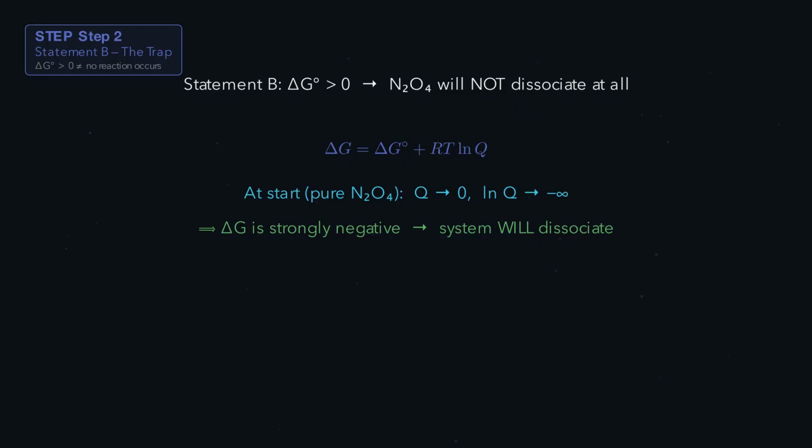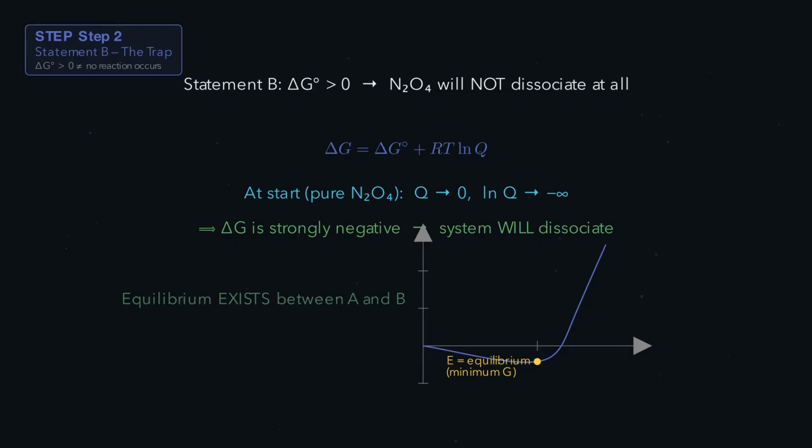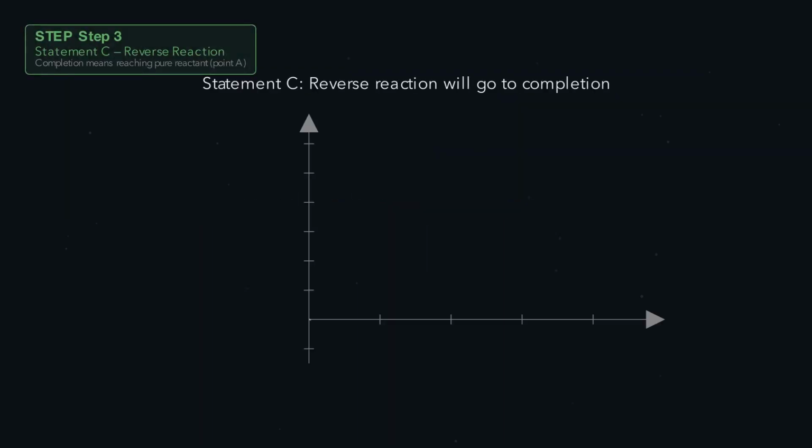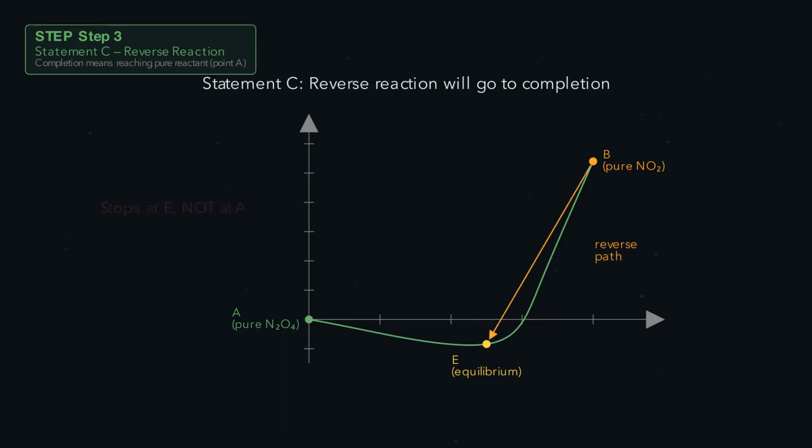Now here's the big trap. Statement B claims that because delta G standard is positive, N2O4 won't dissociate at all. But positive delta G standard only tells us about the standard state. The curve has a minimum at point E, between A and B. The system always moves toward that minimum, so dissociation definitely occurs.